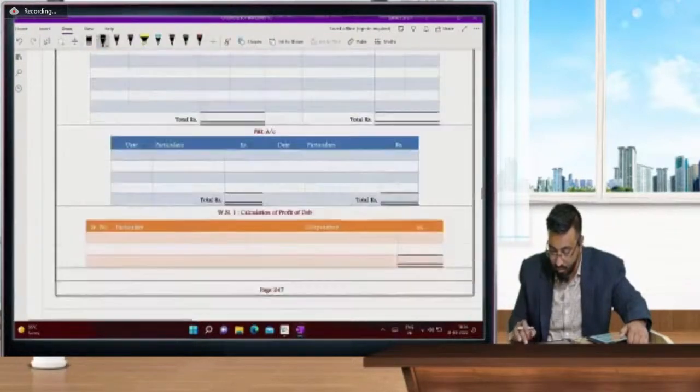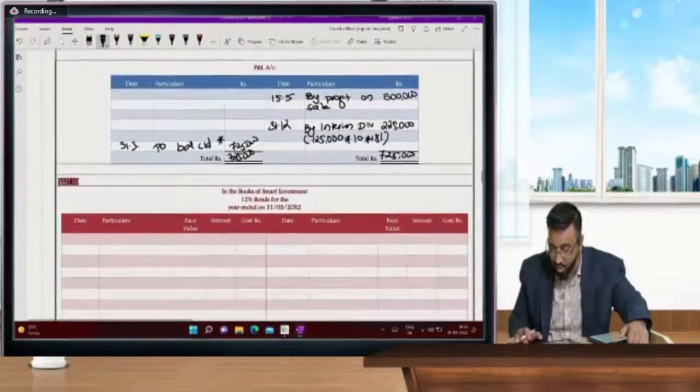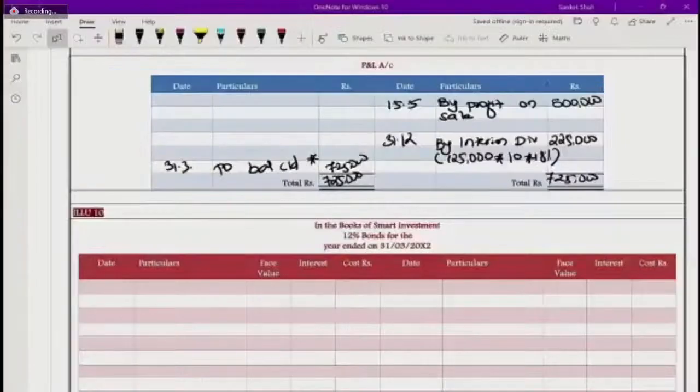P&L account, yes. You can take a screenshot of P&L. Now everyone, do this question 11 with me.